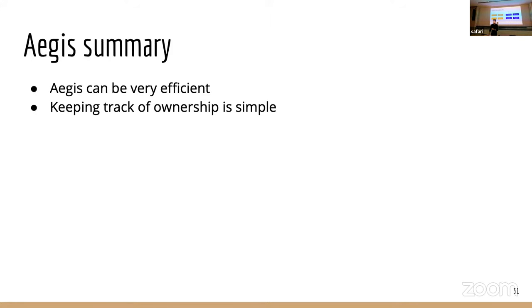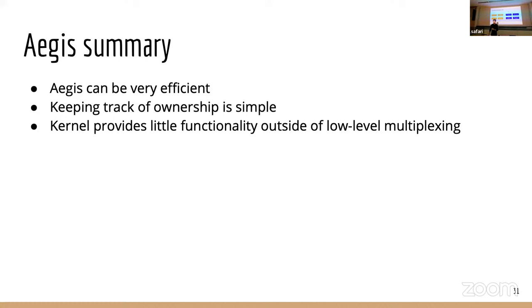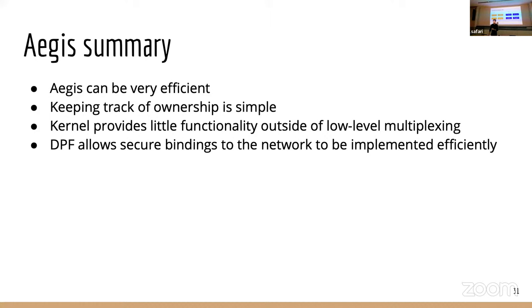IGES can be very efficient. Keeping track of ownership is very simple, as seen by the secure bindings table. The kernel provides very little functionality outside of multiplexing these physical resources. And then this dynamic packet filter allows secure bindings to the network to be implemented very efficiently and be much faster than even the fastest result in literature.